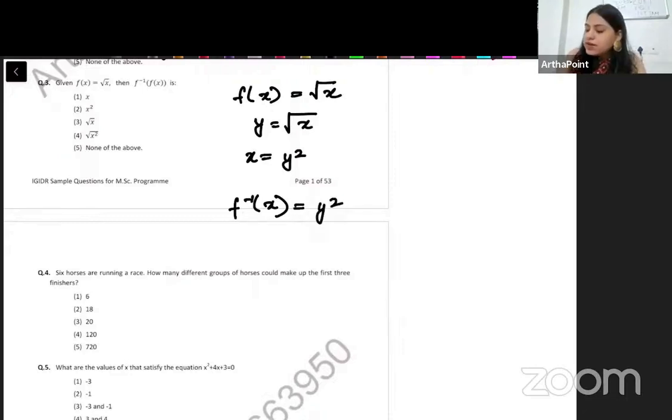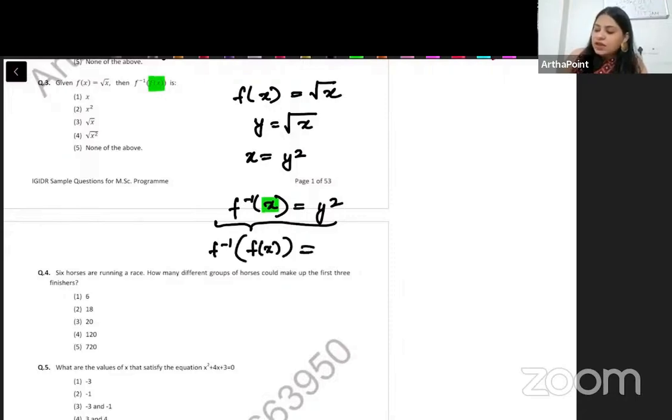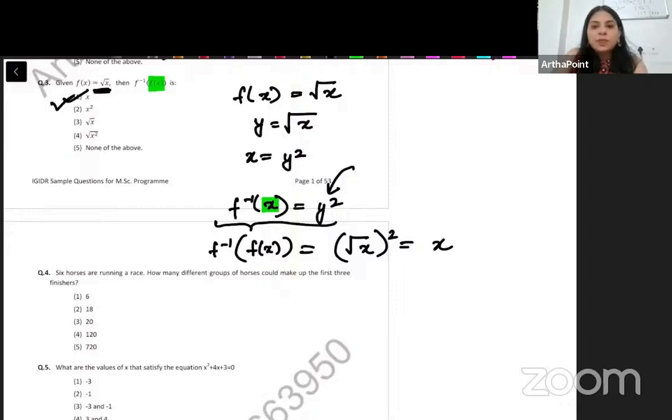So I have found out that f inverse x is y square. Now instead of x, I have to go ahead and put fx. So beta, f inverse fx will be, when instead of y, you put fx, and fx was root x. So instead of y, you will put root x. So what will you get? You will get the answer as x. So answer to this question will be 1. It will be x. I hope this is clear to you.